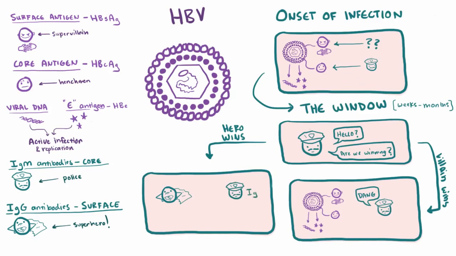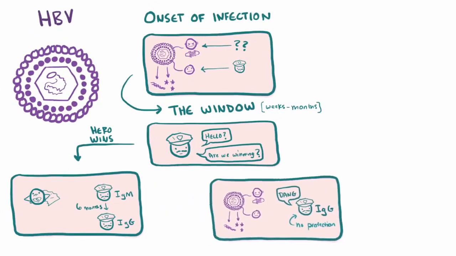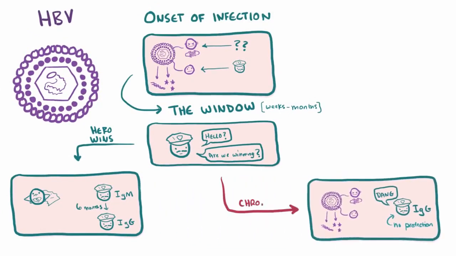Regardless of who wins, the IgM antibodies, the police force, will be promoted to IgG by about 6 months' time. But this does not mean that the host is protected. So it's important to note that we need this surface IgG superhero to win, but we can have core IgG antibodies and still lose. If the battle's lost, the host transitions into chronic viral hepatitis, defined by it continuing after 6 months.